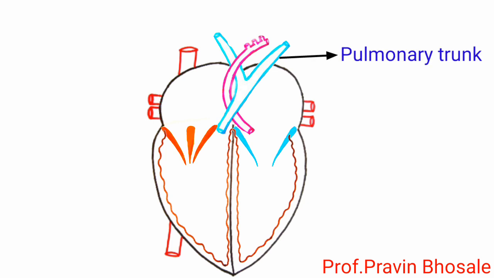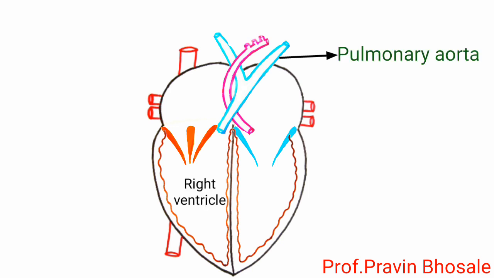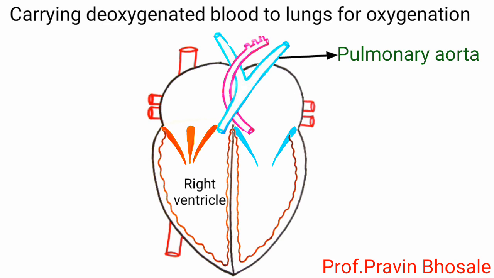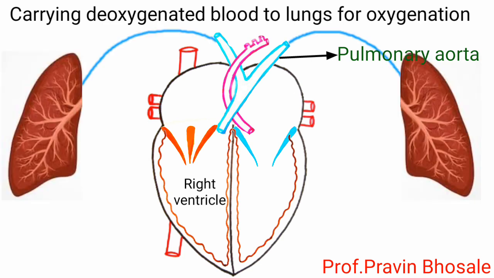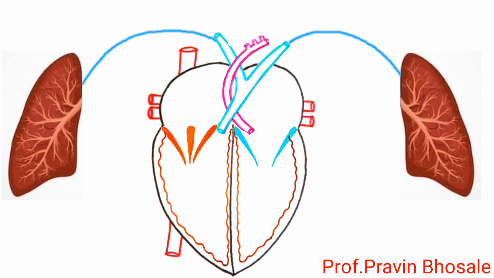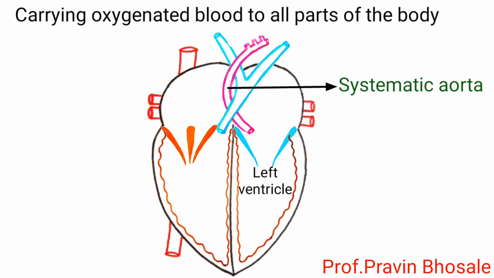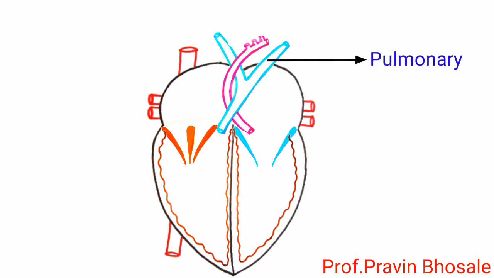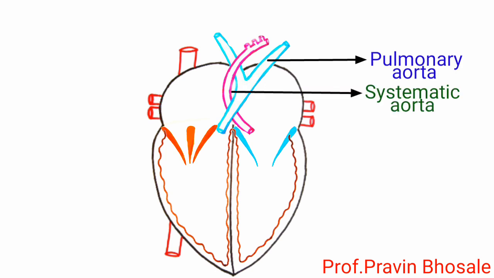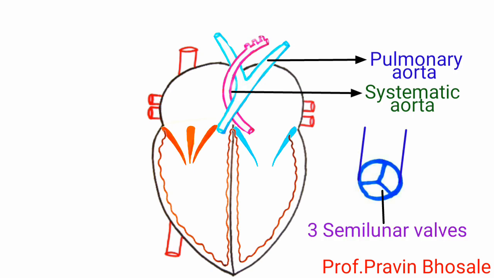The pulmonary trunk arises from the right ventricle carrying deoxygenated blood to the lungs for oxygenation. The systemic aorta arises from the left ventricle carrying oxygenated blood to all parts of the body. The pulmonary trunk and systemic aorta have three semilunar valves at the base which prevent backflow of blood during ventricular diastole.